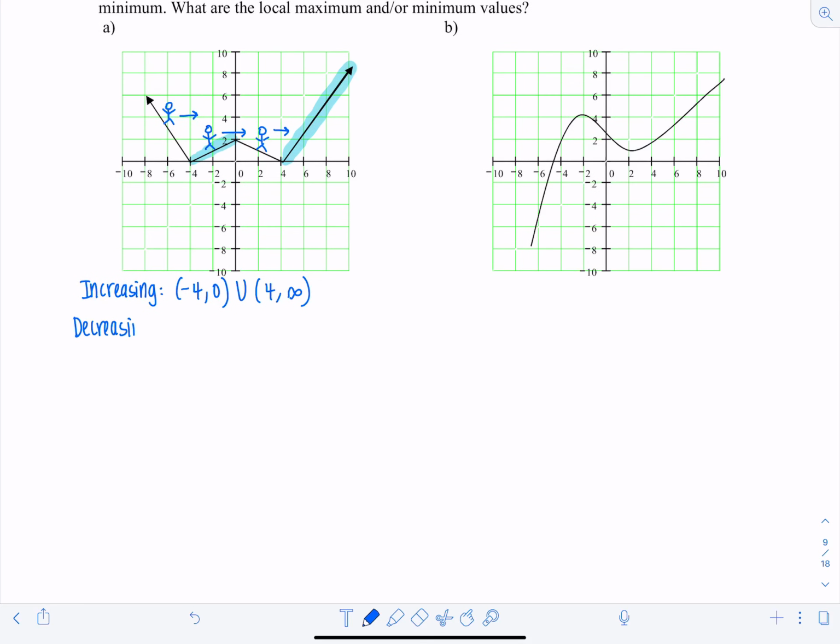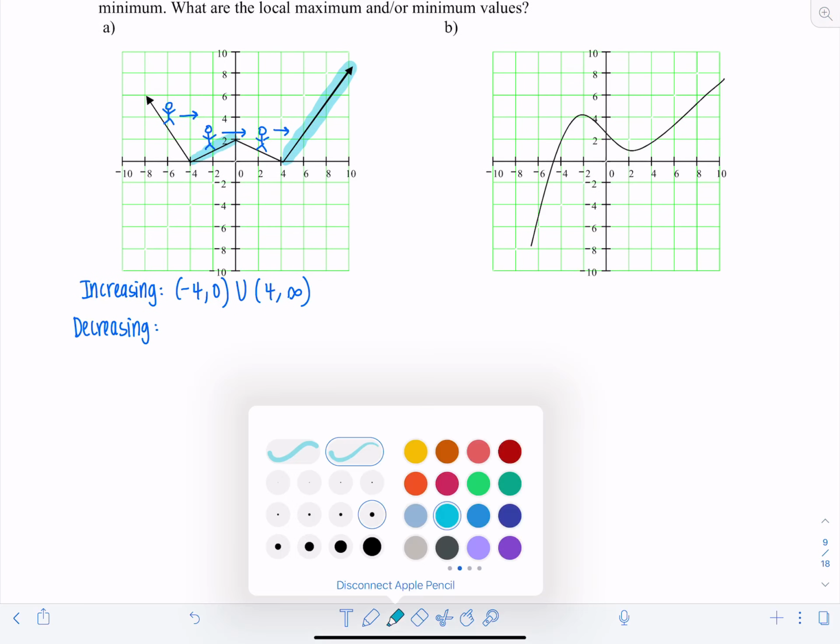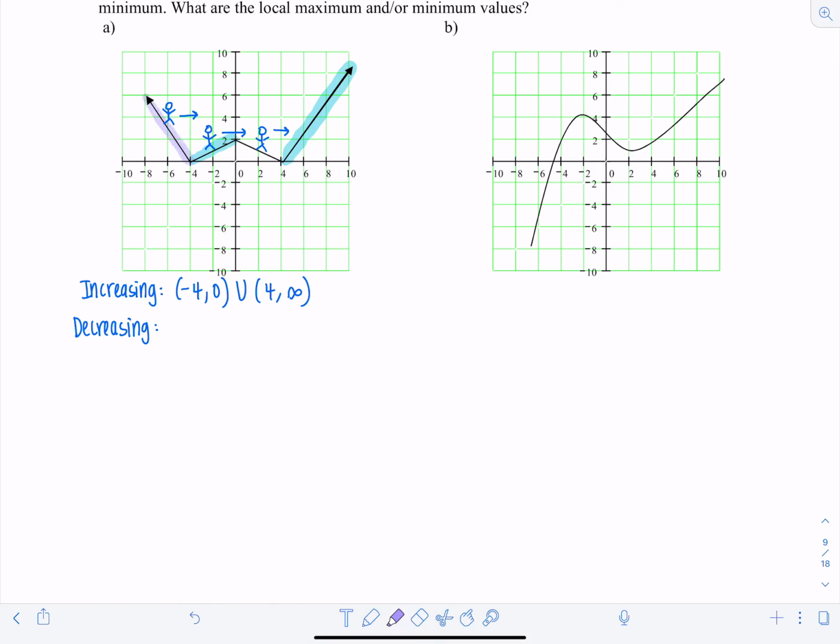So when is the little person walking downhill? I'll highlight for you this piece and this piece, right? Make sure they make sense. They've got to go from left to right. Decreasing from -infinity to -4, union 0 to 4. Beautiful. Okay, where is the function constant? Nowhere. I know, but still write it down, okay? So you show your instructor you thought about it, not that you're careless.